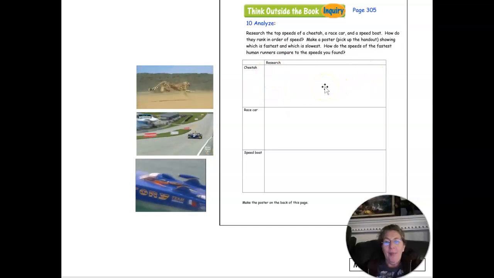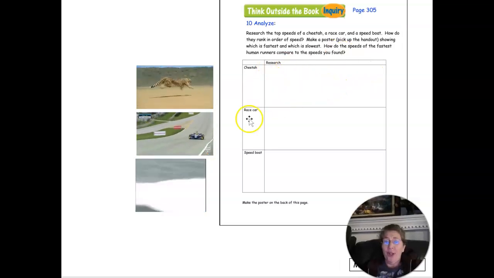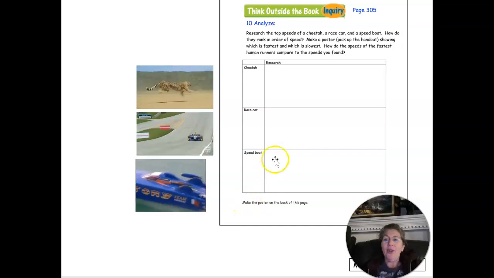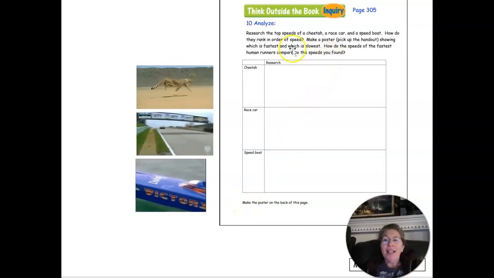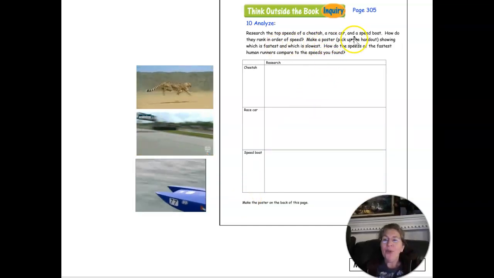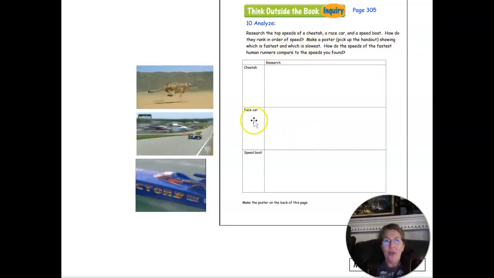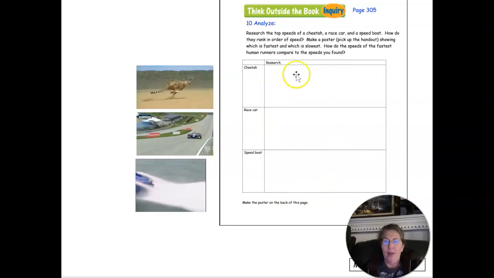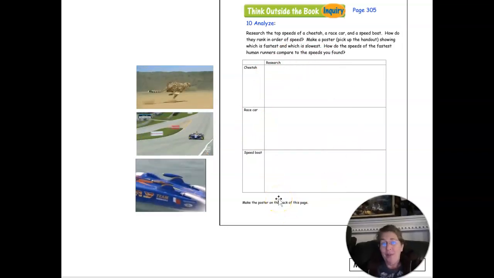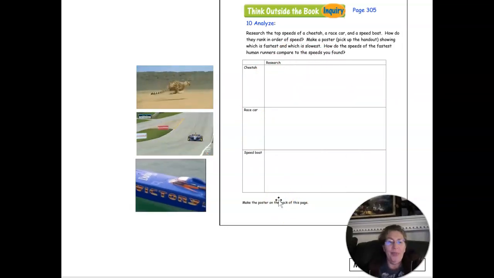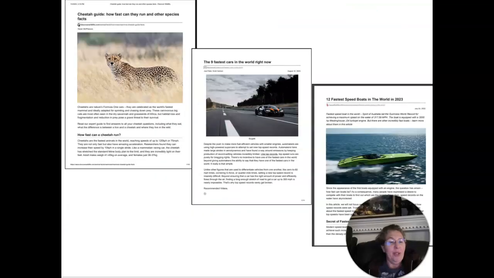You're going to do research on the three, and then on the back, you're going to make a poster. It says make a poster showing which is fastest and which is the slowest. So you'll simply turn this page over and make your poster, or you can actually make a real poster if you want to. I will have for you resources in our class calendar that you can use to help you do your research on those three things.